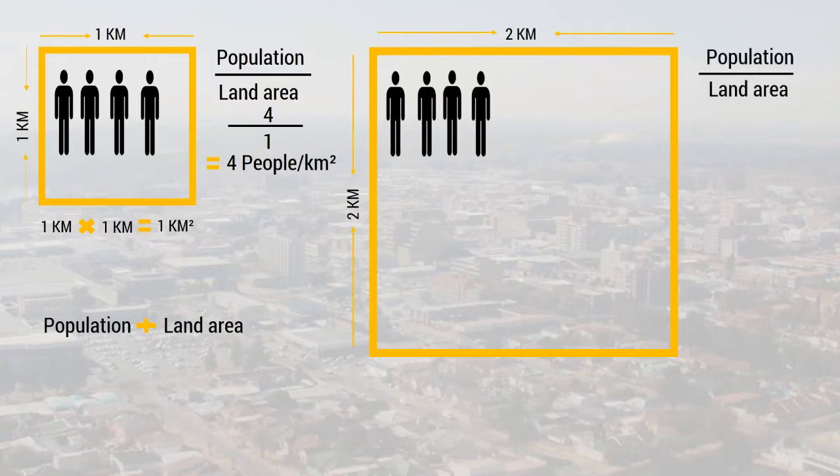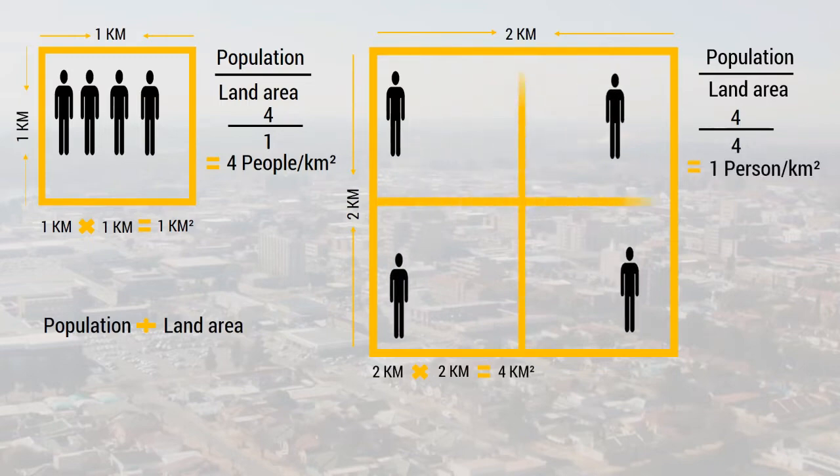We're going to do the same for the bigger square. We'll still have a population of 4, but we are going to have a different area of land because when we multiply these two sides, we get 4. 4 divided by 4 is equal to 1. Therefore, we have a population density of 1 person per square kilometer. This is population density.